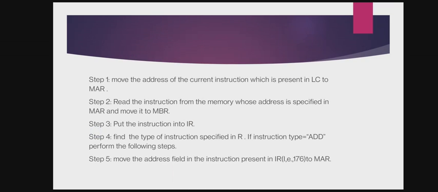Step 1. Move the address of the current instruction which is present in LC to MAR. Step 2. Read the instruction from memory whose address is specified in MAR and move it to MBR. Step 3. Put the instruction into IR. Step 4. Find the type of instruction specified in IR. If the instruction type is add, perform the following steps.